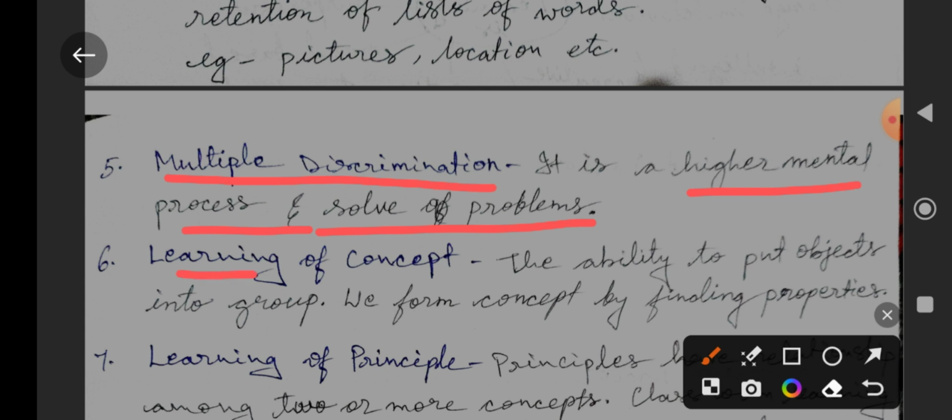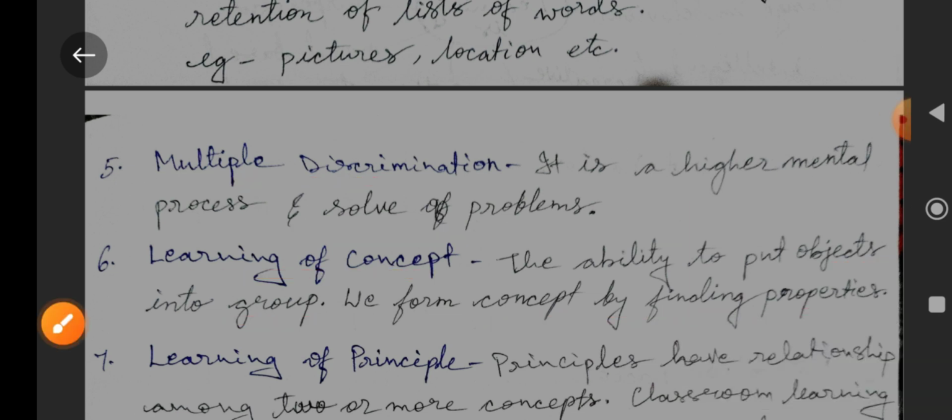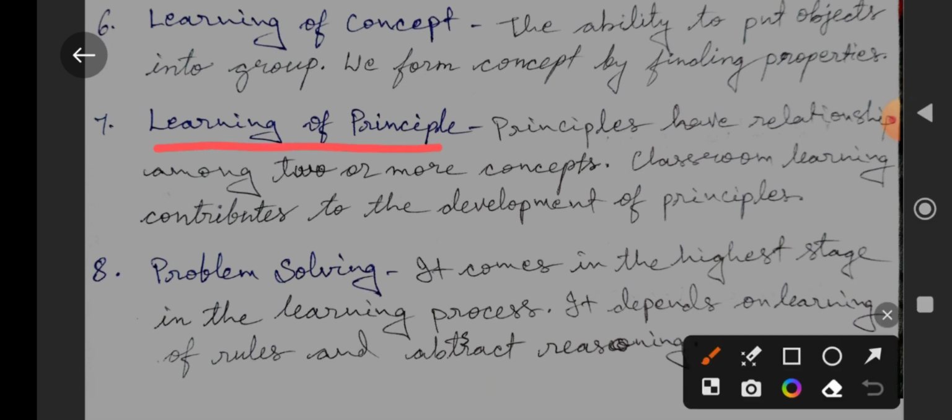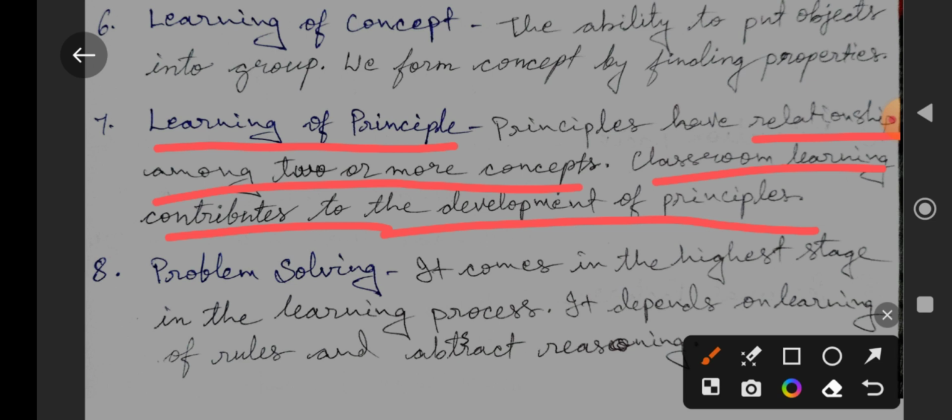Next is learning of concepts. The ability to put objects into groups. We form concepts by finding properties. Next is learning of principles. Principles have a relationship among two or more concepts. So it is necessary to learn principles, yes or no? Classroom learning contributes to the development of principles.